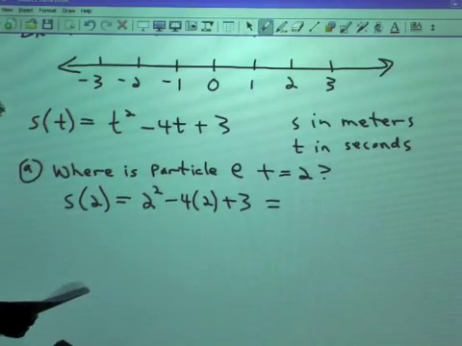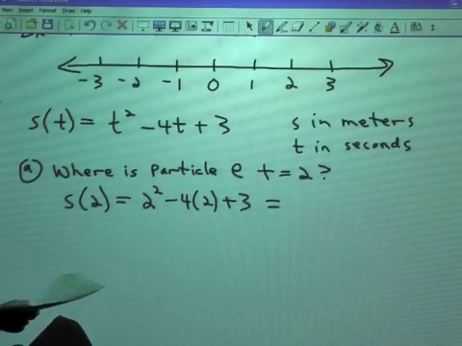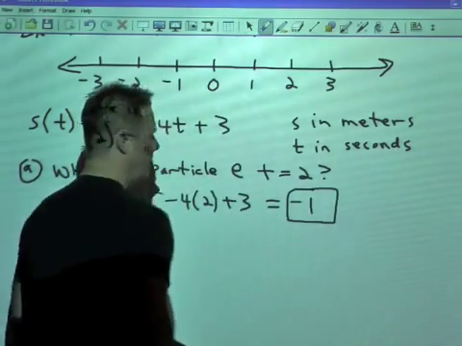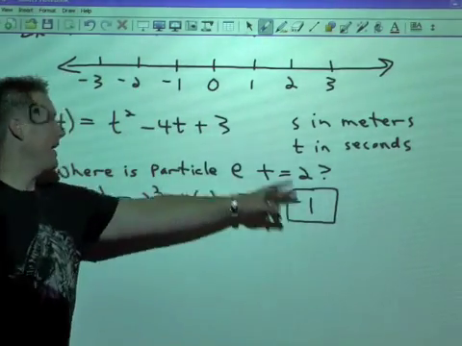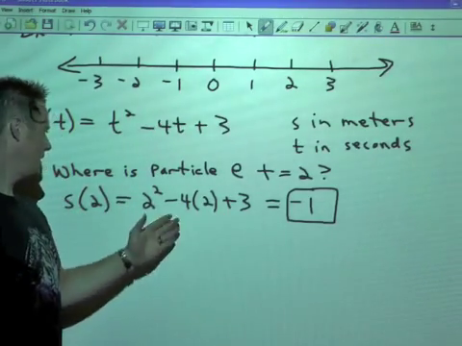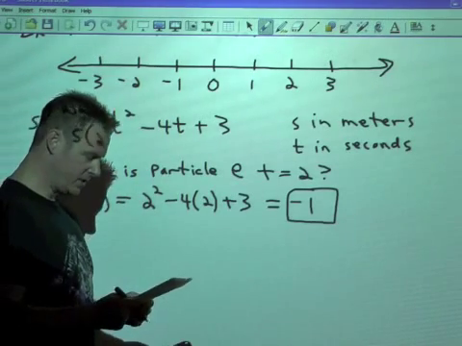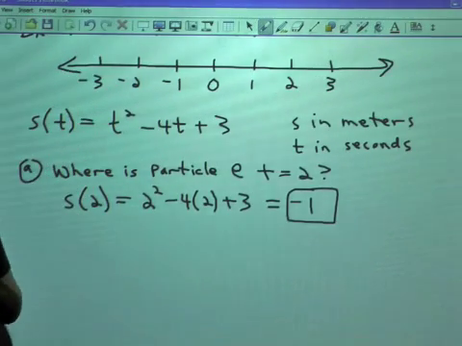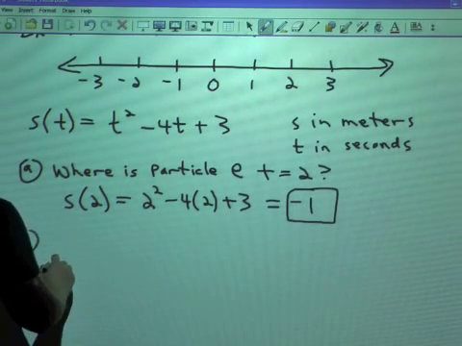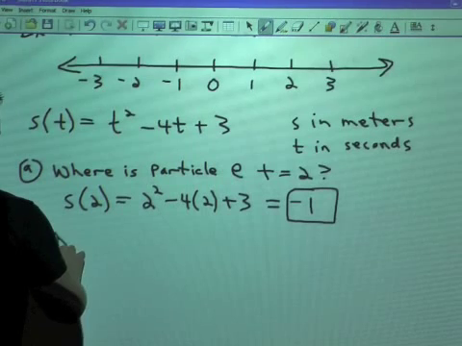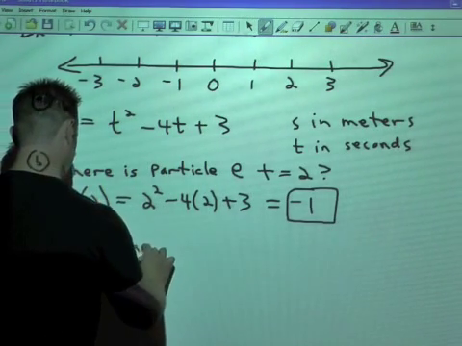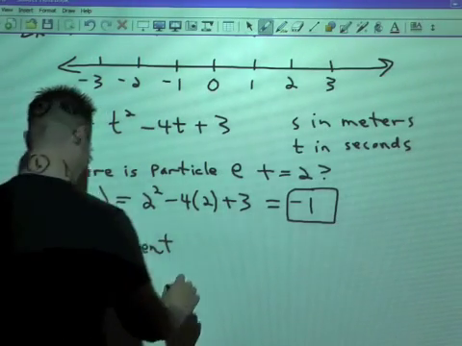So that's going to be 4 minus 8 plus 3, so we get negative 1. So Blinky's going to be at negative 1 on the number line, negative 1 meter from the origin, at t equals 2. Okay, so that's the first kind of question. Second kind of question: what is the particle's displacement during the first 2 seconds?